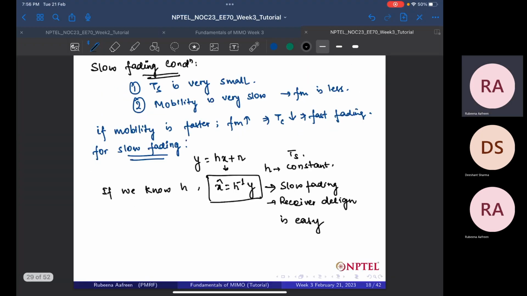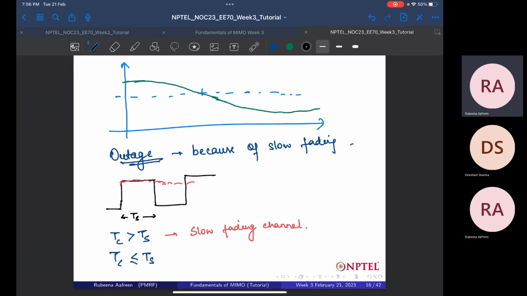But previously we have discussed one disadvantage of slow fading. If the signal goes in outage, it doesn't come back for a long period of time. So the channel is unavailable for a long time. This is termed as outage.